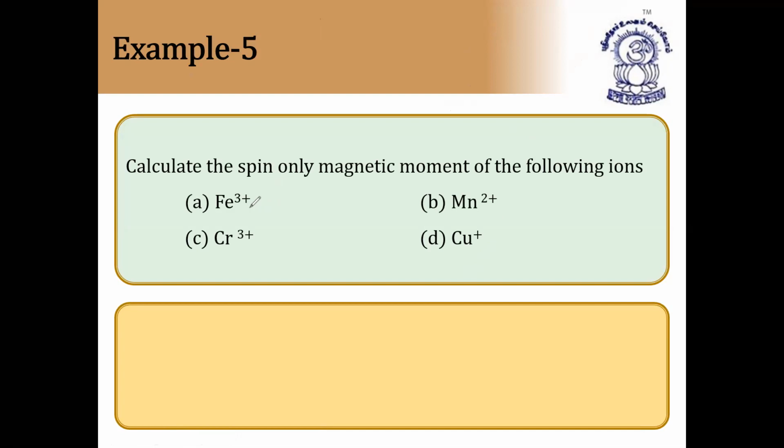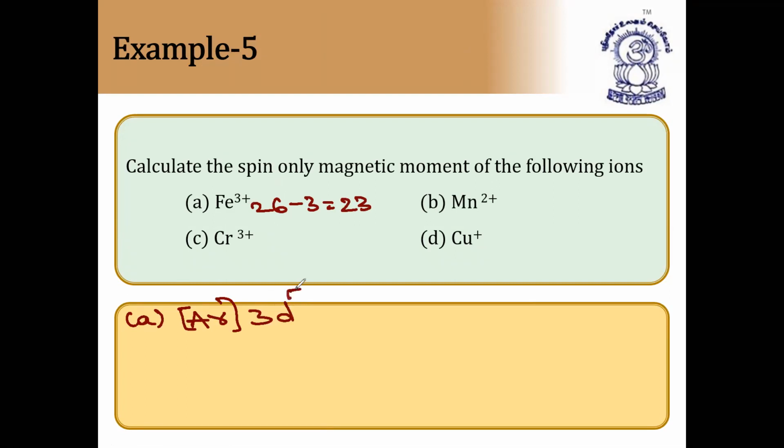Here the solution I'm writing. Atomic number of iron is 26. And from this, 3 electrons are removed. So if you write the configuration, argon, after argon 18, how many are still left? 5. So it is 3d5. Why? Because actually the configuration of 26 is argon 3d6 4s2.